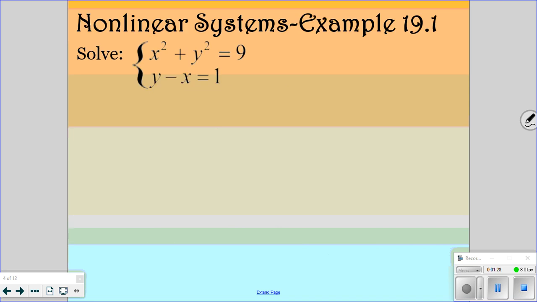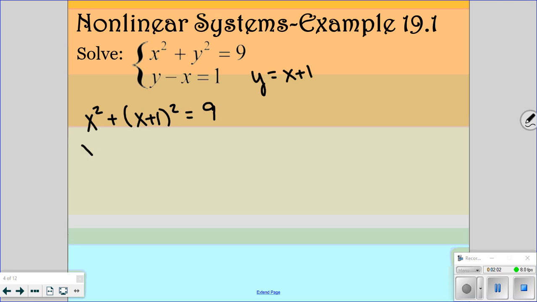So this is a nonlinear system because this top equation is not in terms of only x and y. It's x squared and y squared. So what we're going to want to do is take the bottom equation and solve it for y. Or you could solve it for x, either one. But if we add x, y is going to equal x plus 1. So then we're going to have x squared plus, instead of y squared, we're going to put (x + 1) squared equals 9.